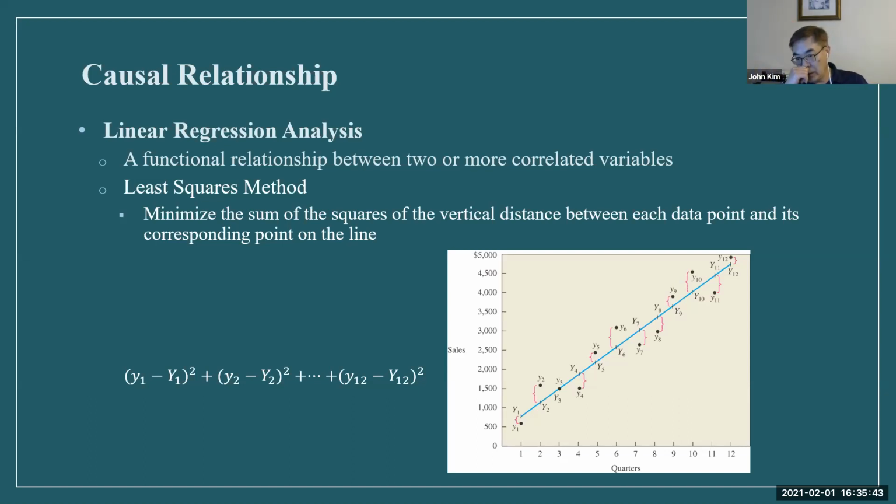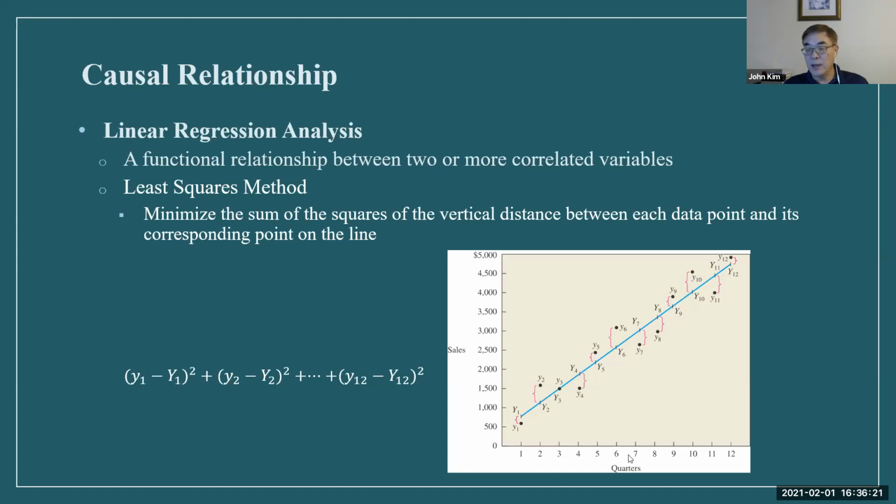Maybe, you know, the number of missed classes. Miss class, more grade drop, something like this relationship. So finding the relationship between X and Y variables. The X variable is usually the horizontal axis, moves first, the independent variable, and then the Y variable is the dependent variable.